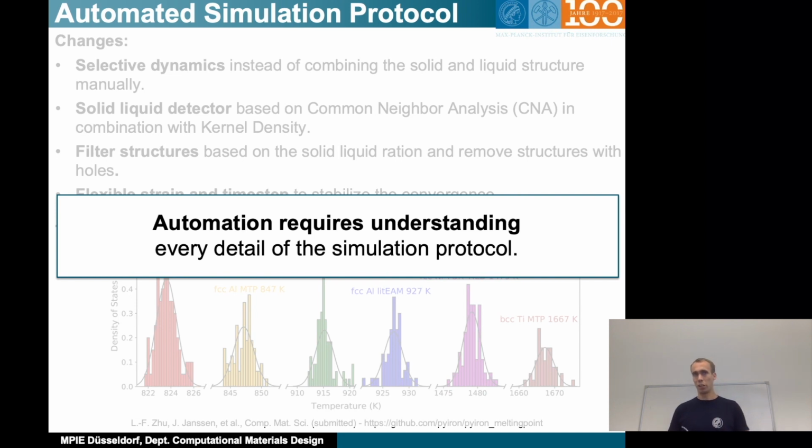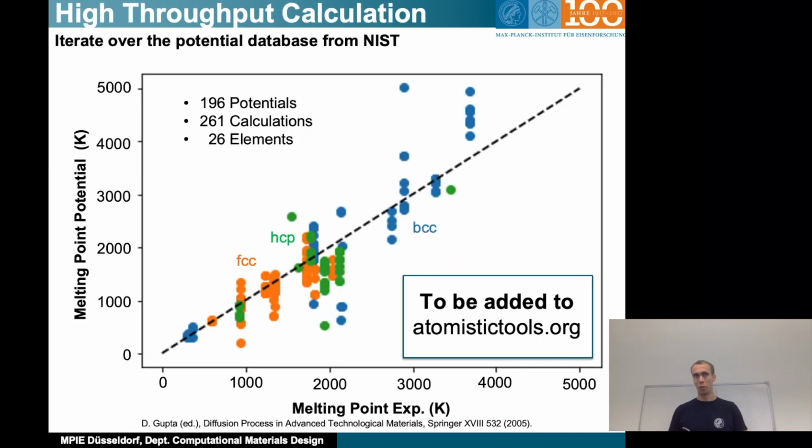Having done this, just to prove that it's now really working completely automated, we took the database of NIST potentials. We picked roughly 200 of those. Some of them included multiple elements. We then did 260 calculations, 26 elements in total, and really have this kind of nice comparison of experimental results to melting points calculated for empirical potentials.